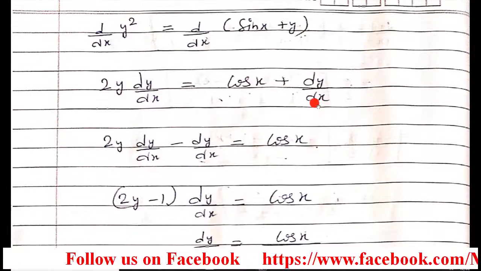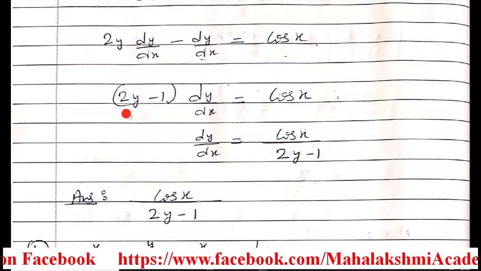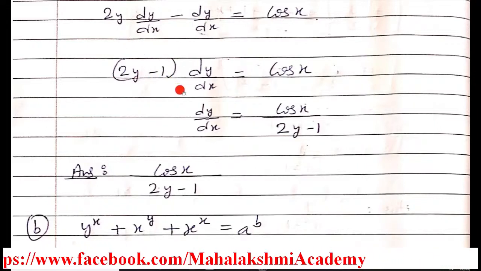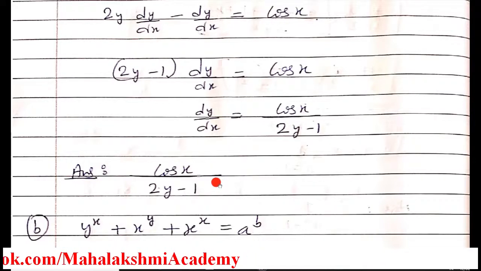Now shift this dy over dx to the left hand side. Take it common. After taking common, you will get this bracket, that is from here 2y and from here minus 1. Now it is in multiplication, so it will go to division. That's your answer of the first part.